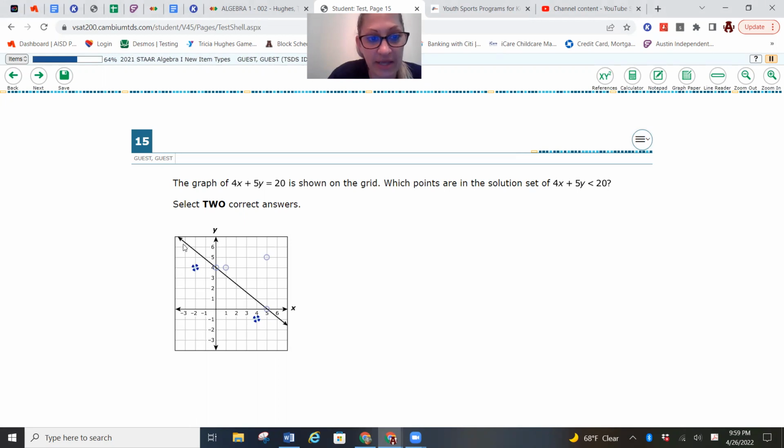So less than would be lower than the line. Less than or equal would have been click on that point and click on that point. Greater than would have been click on this point and click on this point. But it's a less than sign. Click on only the points that are lower than the line.